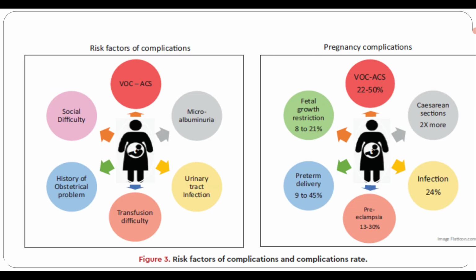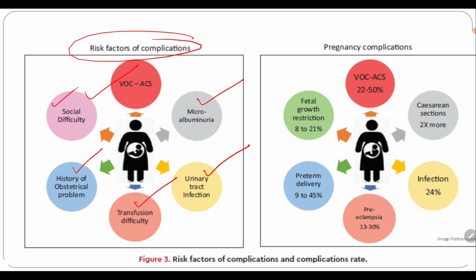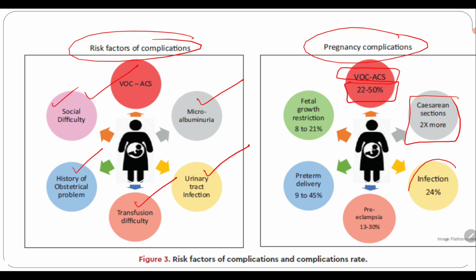So basically, what are the risk factors of complications? Vaso-occlusive crisis, microalbuminuria, urinary tract infection, transfusion difficulty, history of obstetric problems, social difficulty. The pregnancy complication rates: vaso-occlusive crisis and acute chest syndrome is 20 to 50%. Cesarean section is 2 times more compared to a normal patient. Infection is 24% increased. Preeclampsia is 30%, and preterm delivery is 90 to 45%. Fetal growth restriction is 80 to 20%.